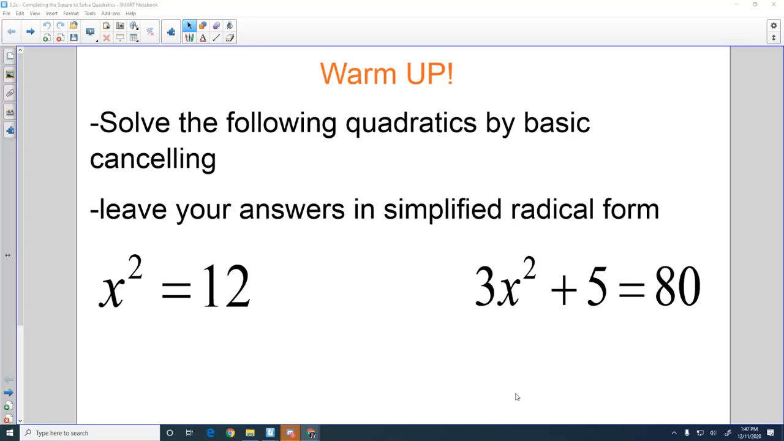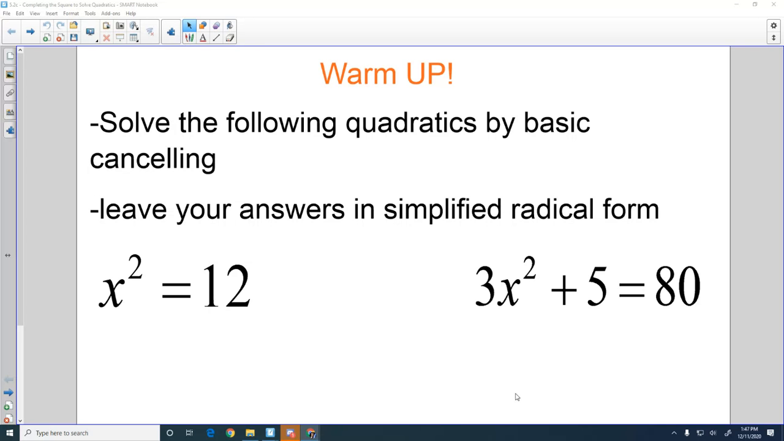X squared. Exactly. Do these both have an x squared in them? Yes, they do. Therefore, they are quadratic equations, right? If the biggest exponent is a 2, it's a quadratic equation. But what's missing from both of these? Yeah, the x term. There's no x to the first. Is that okay? Yes, that's fine. It's still a quadratic because of that x squared term.